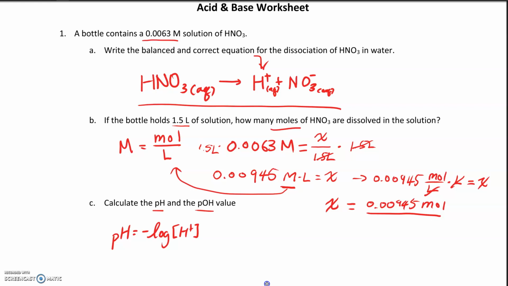Because up top, if we are referring up very top here, the 0.0063 molar is of the acid. So this technically is referring to the concentration of the nitric acid. All right, oops, that does not look like an N.